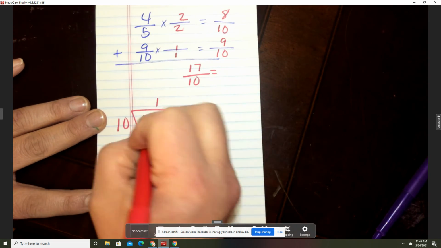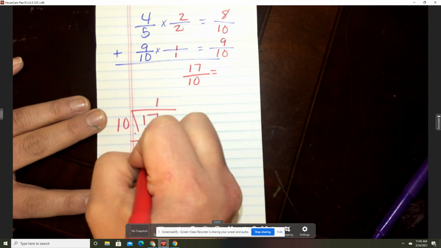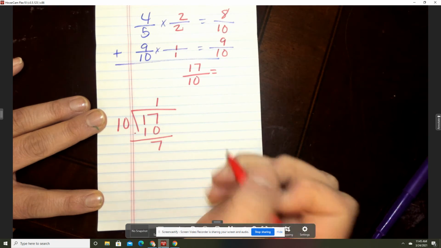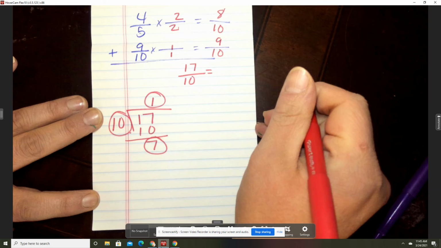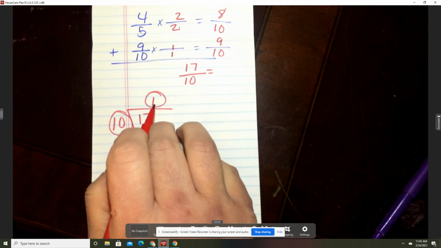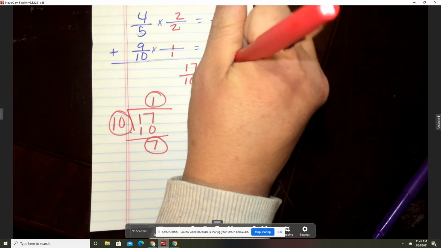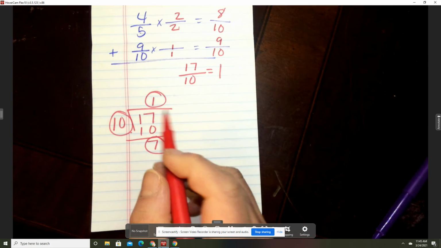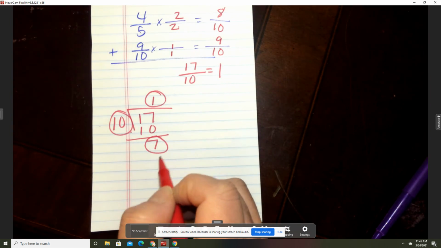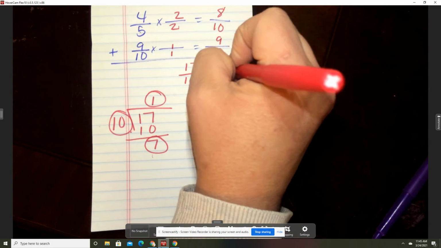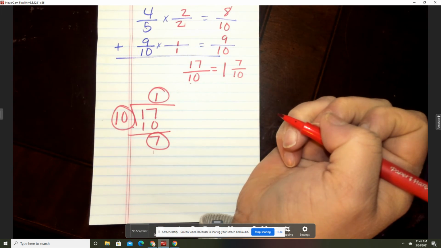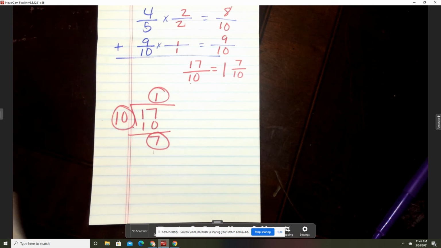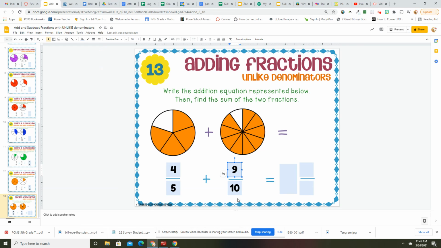Once. 1 times 10 is 10. And that leaves 7. So then I build my mixed number. Whatever the answer is in the division problem, that is always our whole number. The leftover amount from the subtraction is the numerator, and the denominator is going to be the same as in the original fraction. So that is 1 7/10.